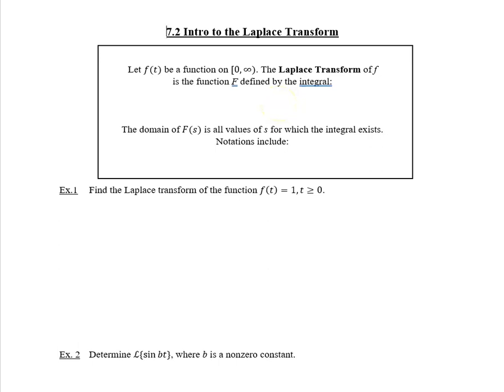So let me write this down for you. F of s is going to be the function, and it's going to be defined as the integral from 0 to infinity. So it's an improper integral of e to the negative st times f of t with respect to t. So whatever that f of t function was to begin with. So we're going to evaluate this improper integral from 0 to infinity. The domain for F of s is all values for s over which the integral exists.